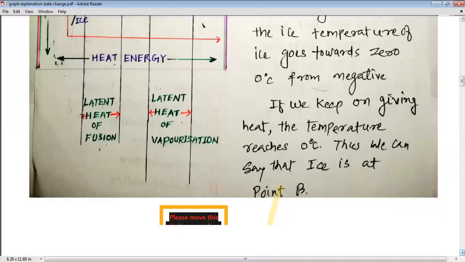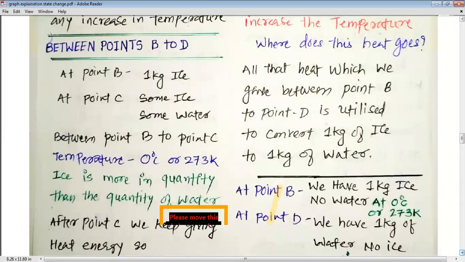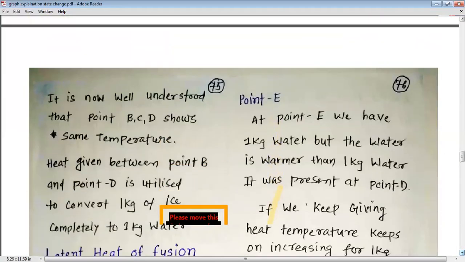Let us study further about the movement from point D to point E. Let us look at this.